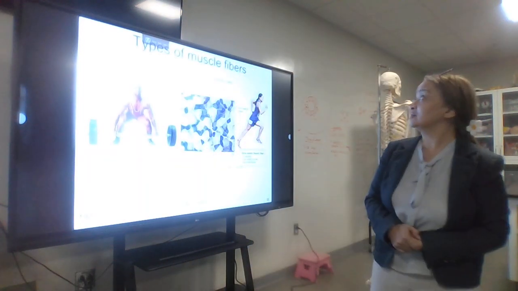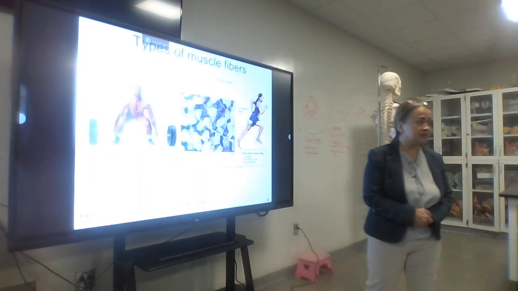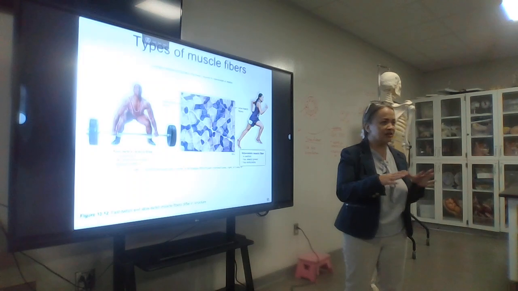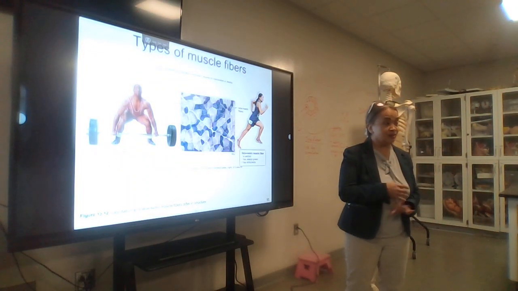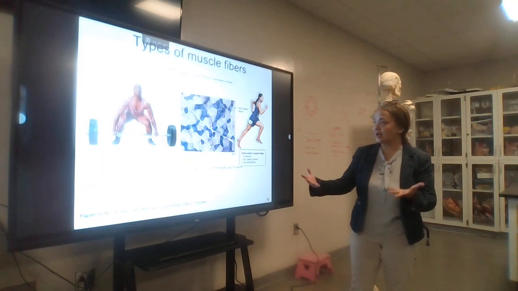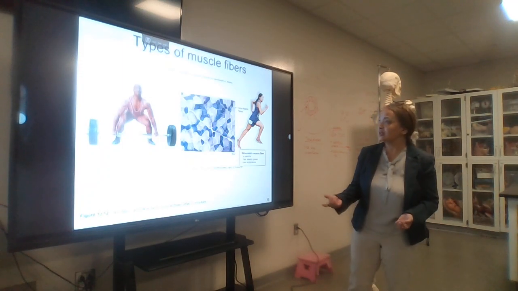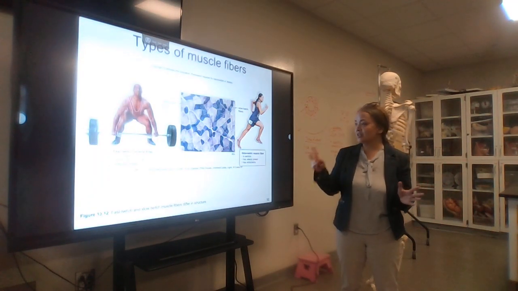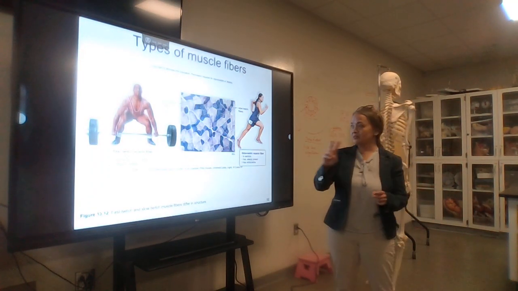Now let's do types of muscle fibers. As much as you look at the muscle and they all look the same to you, they're orangey or red, obviously, if it's a real live specimen right here. There are different types of muscles, and we're going to give two of those types.